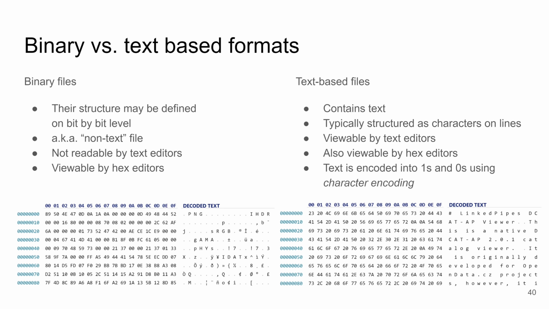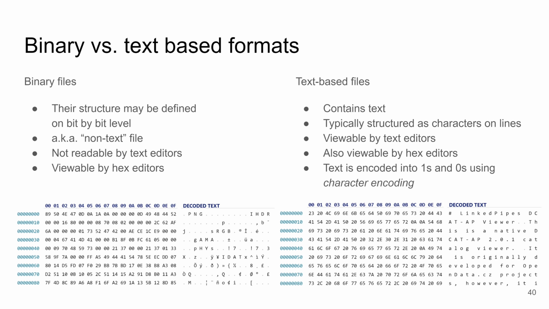When you have a binary file, you can view it with a so-called hex editor, which will basically show you the individual bytes of the file as 2-digit hexadecimal numbers. So on the left, we have a PNG file, which is an image, opened in a hex editor in Visual Studio Code. As you can see, you see the individual bytes as numbers, but the decoded text is not readable by humans. On the other hand, we have a text-based file which contains text which is readable by humans.